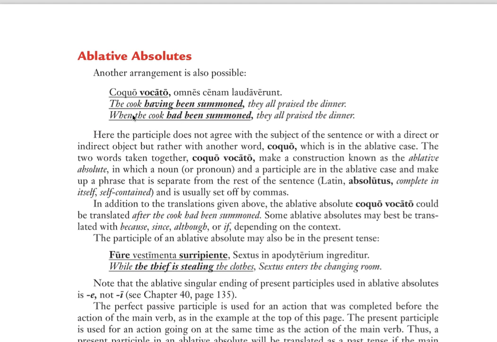Look at what it takes us in English to say, let's say, "the cook having been summoned," or "when the cook had been summoned, they all praised the dinner." 1, 2, 3, 4, 5, 6 words. 1, 2, 3, 4, 5 words. But the Romans, champions of efficiency and pragmatism at all times, do it in 2. Quoquo vocato. The cook having been summoned, they all praised the dinner.